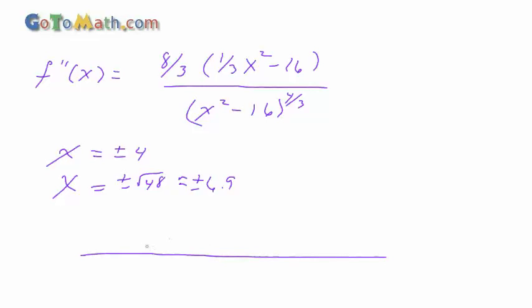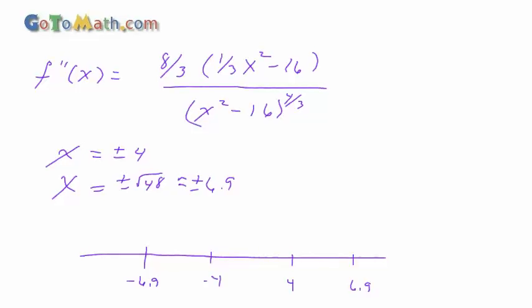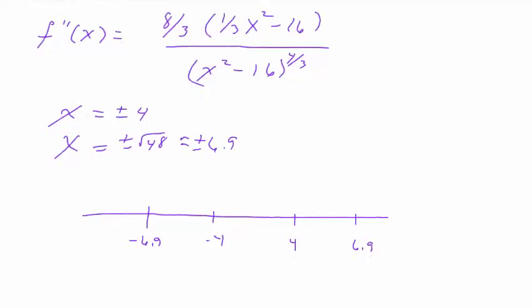All right, so let's go ahead, draw our number line. Okay, so we're going to have a negative 6.9, we'll just say. We're going to have a negative 4 and a positive 4, and then 6.9 positive. Right. Okay, so what we'll do here is we'll go ahead and plug in a negative 7. That's going to be one of our test points, and then negative 2 is a good test point.